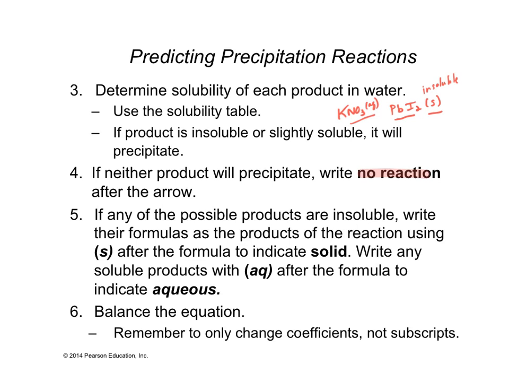Okay, so then after that, I will go ahead and write everything together. So I've got my KI aqueous plus my lead nitrate aqueous. Go ahead and write your product. So I've got KNO3, this was aqueous, plus lead iodide, which is solid.